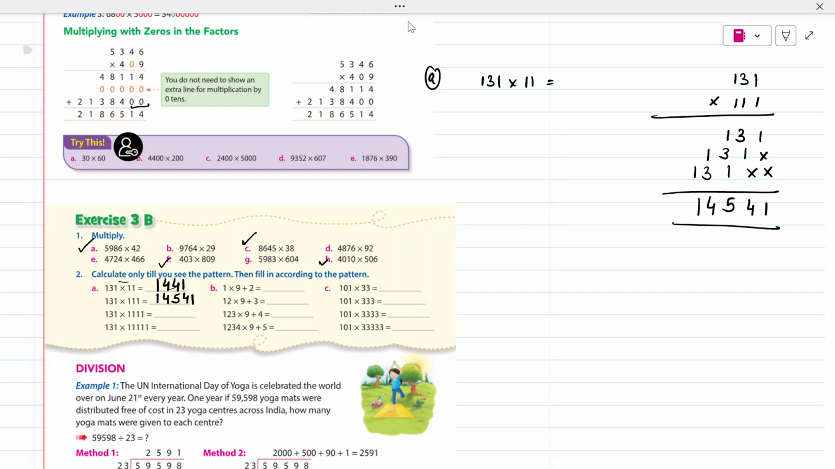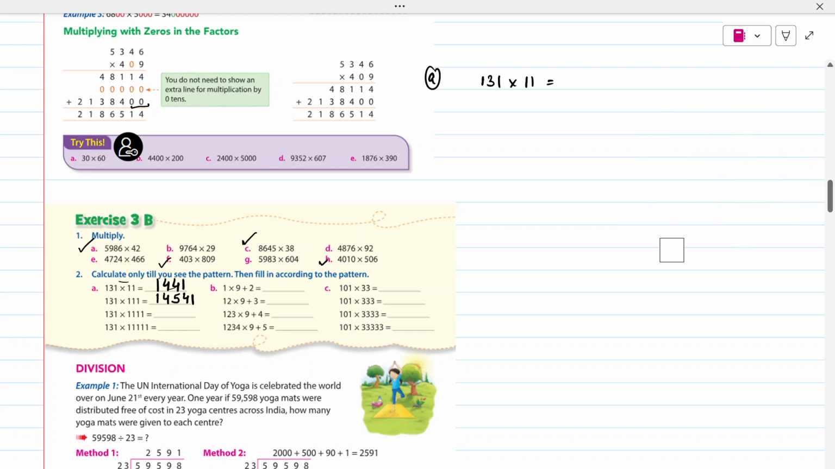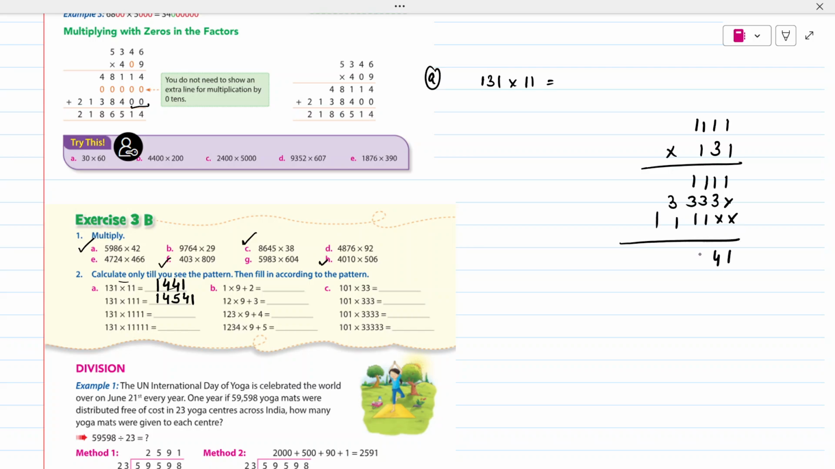Okay, and now what I'm going to do is I'm going to multiply it with 4 ones. So you can multiply it either way. Okay, I am doing it like this. We have 131. So 4 times 1, and then 4 times 3, 2 crosses again, and again 4 times 1. So I have 1 4 5 5 4 and 1. So I have got 1 4 5 5 4 1.